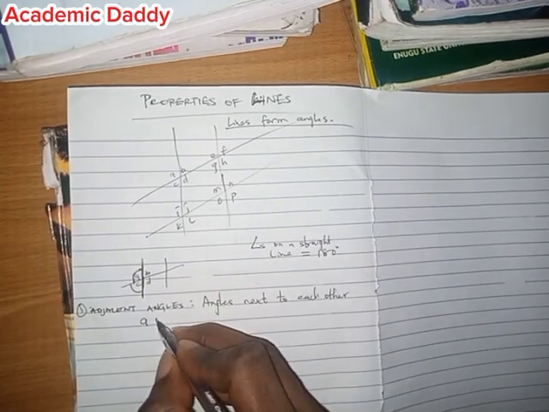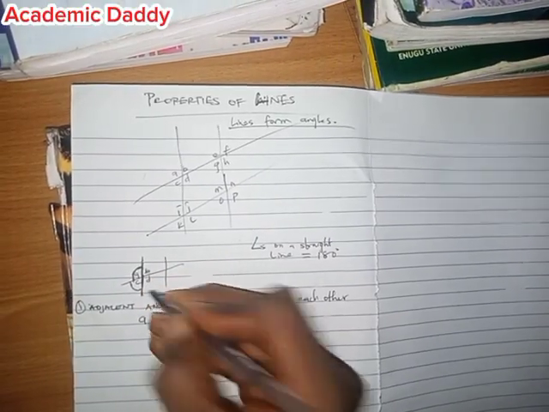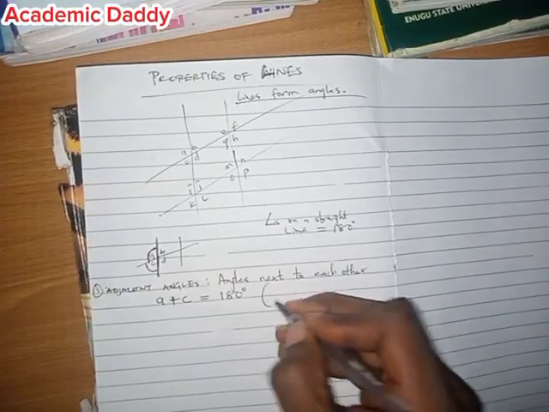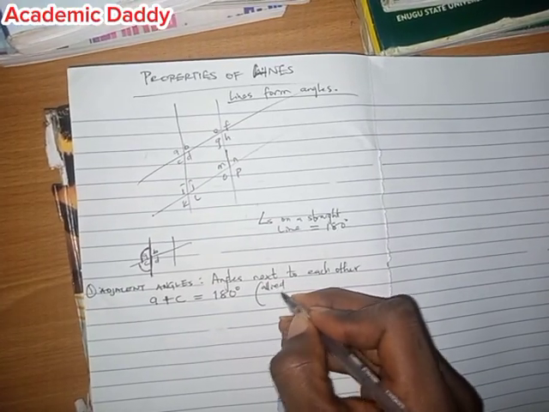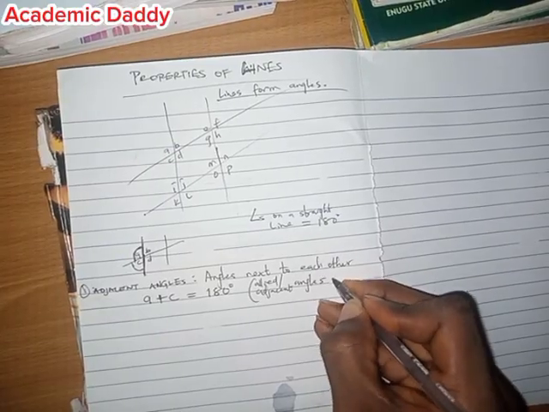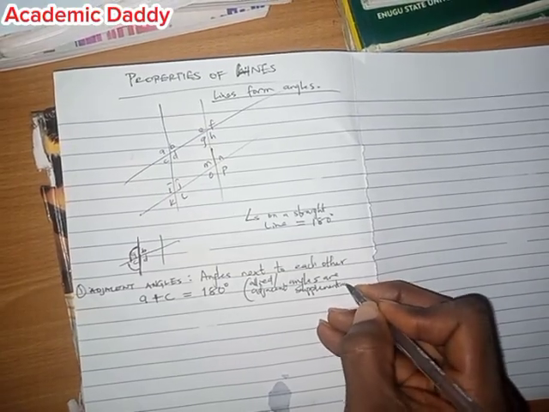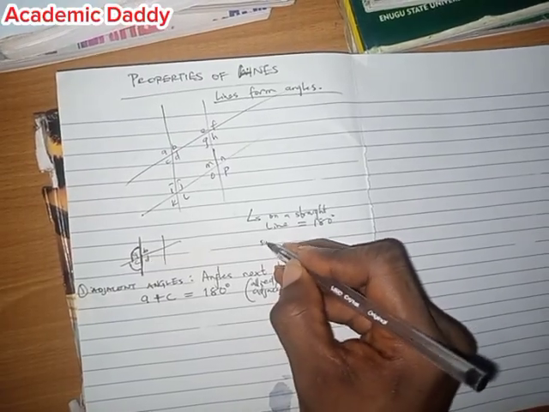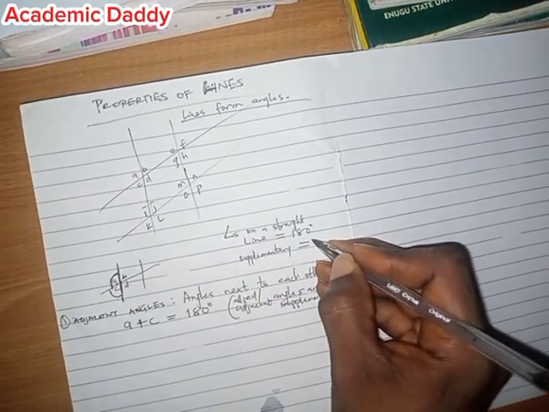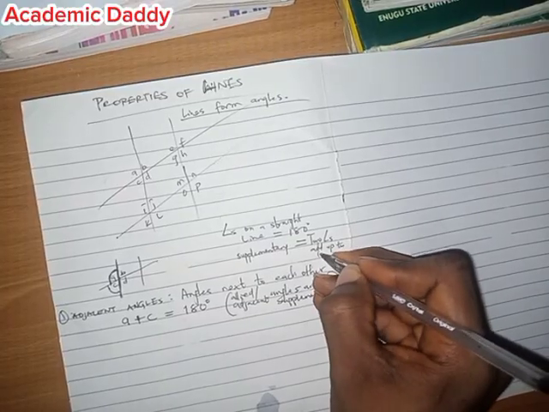So A is adjacent to C, and that means that if I add A and C, I will get a straight line. So A plus C equals 180 degrees. So we call these allied or adjacent angles supplementary. Supplementary means when two angles add up to 180 degrees.